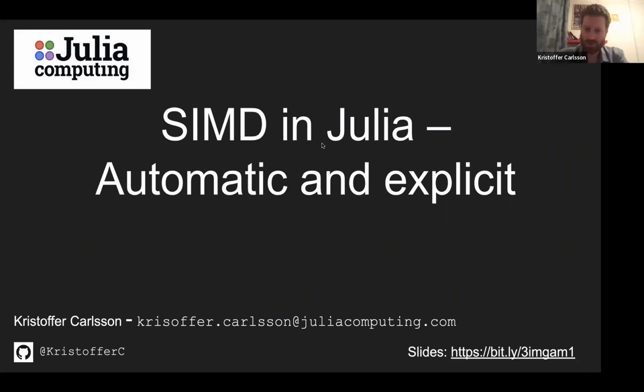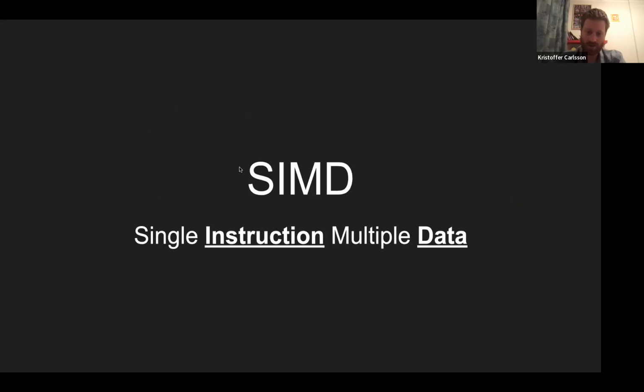Okay, so thanks, Eric, and welcome everyone to this webinar about SIMD in Julia. We call it automatic and explicit. And to start off with, let's look at what SIMD means. Well, SIMD is an abbreviation for single instruction, multiple data. And I thought we would dig into these terms, instruction and data, just a little bit to get a bit of background.